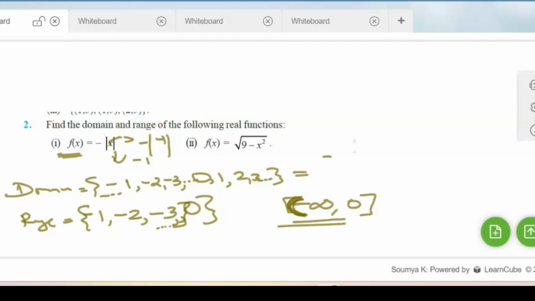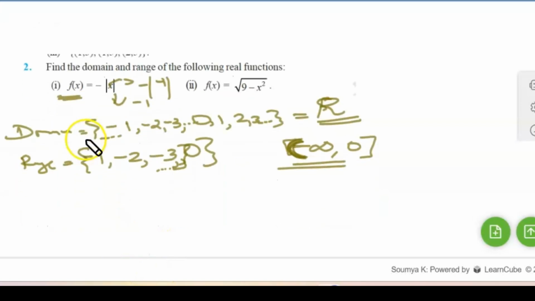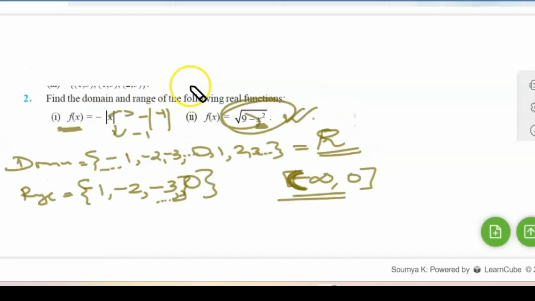And if you take the domain, it would be the set of real numbers. So all the real numbers are included. This is how you do the first question. Similarly, try to solve the second question of this one. x takes all the real values, and based on that you get f of x from the given function.